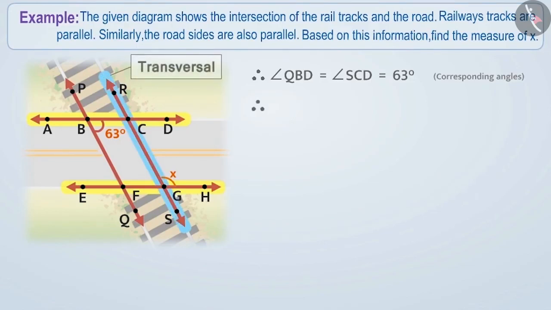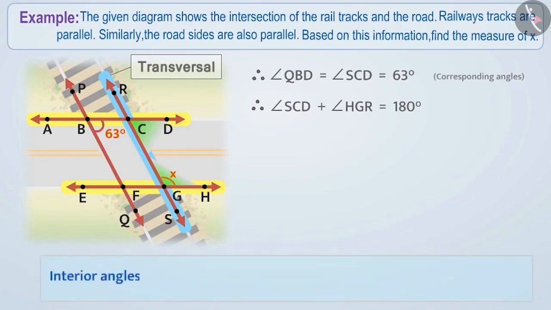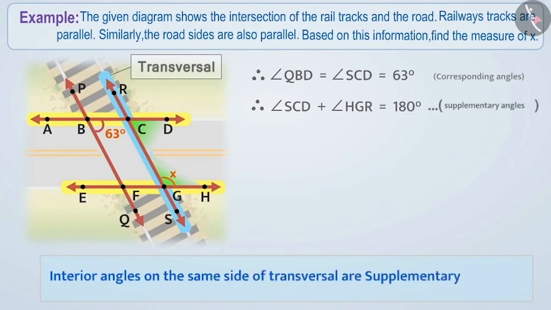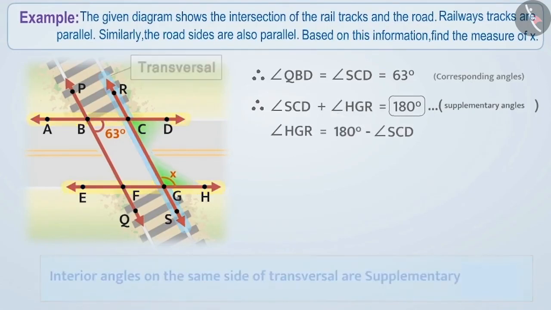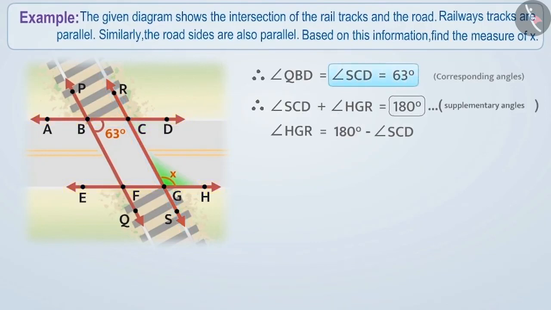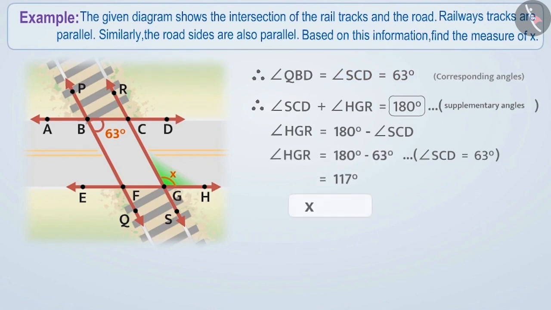Here we can say that angle SCD plus angle HGR is equal to 180 degrees because we know that on parallel lines, interior angles on the same side of the transversal are supplementary. Hence, the sum will be 180 degrees. Therefore, angle HGR is equal to 180 degrees minus angle SCD. Since angle SCD is equal to 63 degrees, angle HGR is equal to 180 degrees minus 63 degrees is equal to 117 degrees. That is, the value of x is 117 degrees.